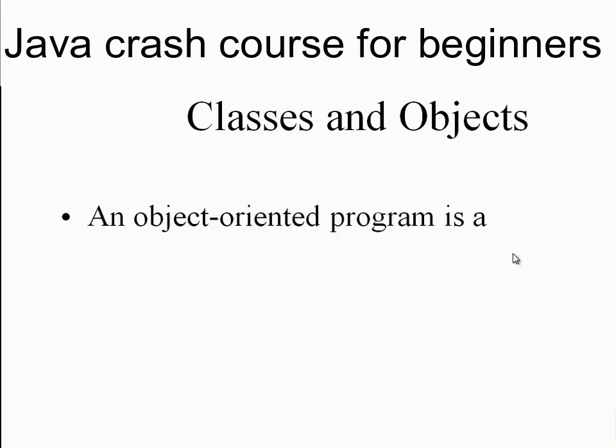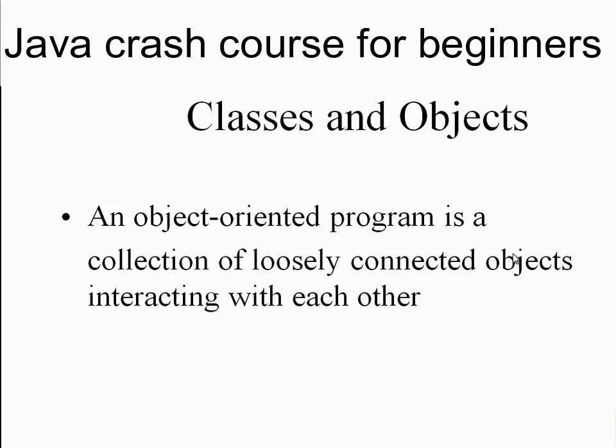So let's get started. An object-oriented program is a collection of loosely connected objects interacting with each other. For example, in a payroll program, you have a set of employees. Each one of those employees is an object, and you have a payroll, which is itself an object. You can also have other objects in the program as well, such as a timesheet, or the number of hours worked could be an object, although it's usually just a piece of data. But you get the idea. And those objects interact with each other even though they are defined independently.